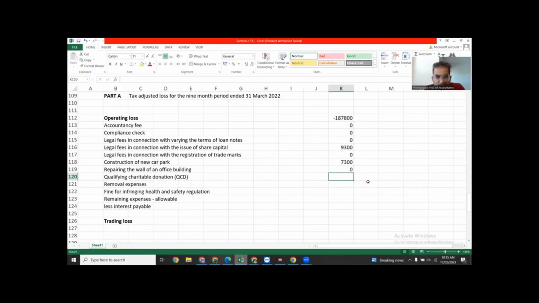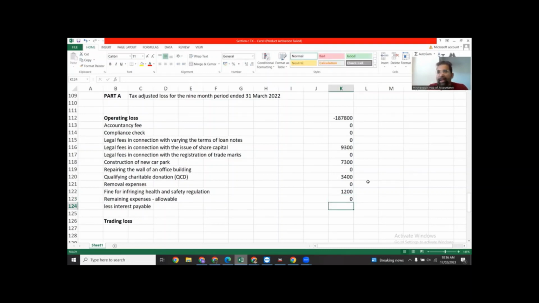So QCD is 3,400, not allowed. Then removal expenses allowed because it was not an expansionary move. I told you, fine is never allowed. We'll add back. Then finally, remaining expenses. It was written remaining expenses were all allowed.